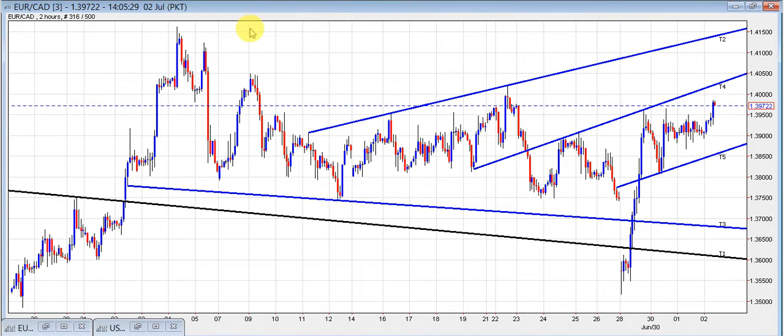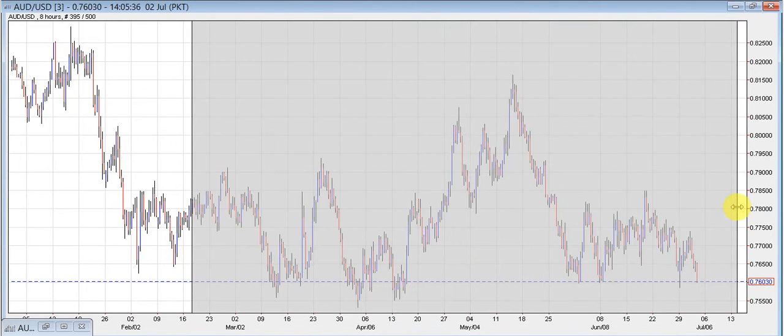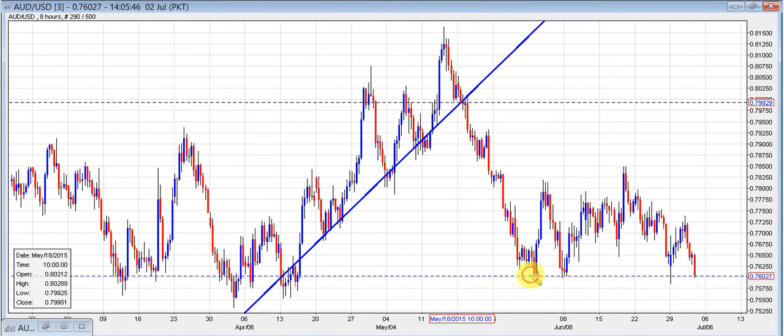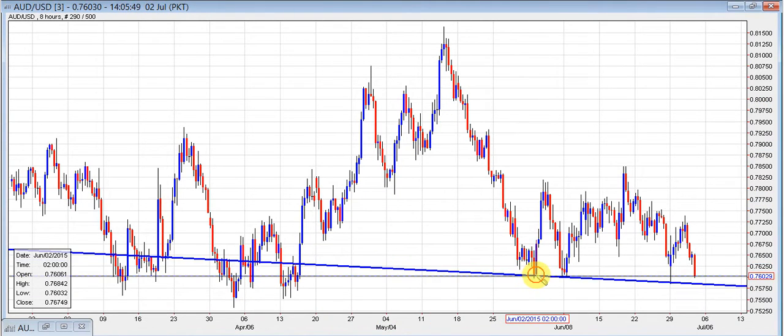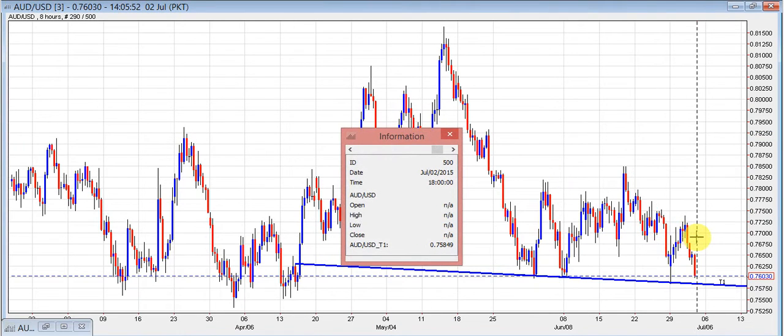Aussie. Aussie is on the fallout too. This is on the 8 hour, and I would expect something of this sort. It's pretty much towards the support, 75, 80ish.